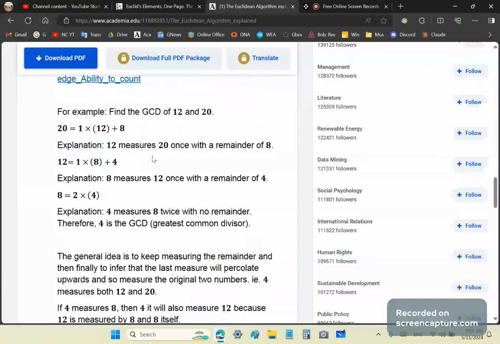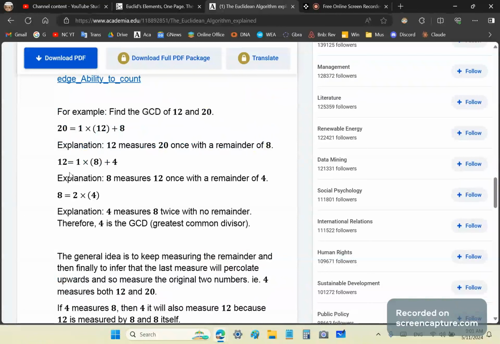Now, what is the algorithm about? It's very simple. So if we're supposed to find the GCD, or the greatest common divisor, of 12 and 20, we try to measure 20 using 12. So we say, how many times does 12 go into 20? It goes once, and there's 8 left, right? So we know that we can measure 12 and 20 using 12, but we can't measure 20 completely because there's 8 left, right? So we can measure 12 using itself, obviously, and 20 only once, okay? So 12 measures 20 once with a remainder of 8.